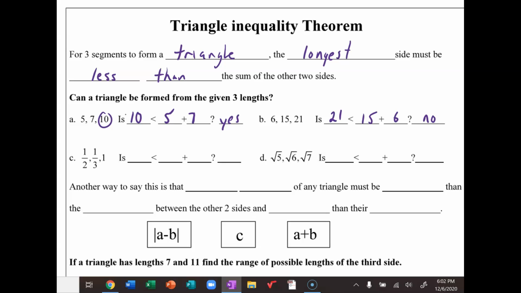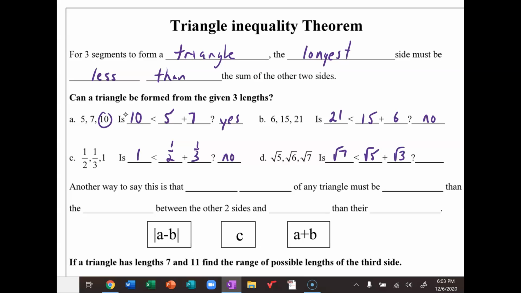All right? Here we'd say, well, 1 is the biggest, right? So is 1 less than 1/2 plus 1/3? I know you probably don't love fractions, but if you add a half and a third, you get less than a whole. So 1 is more than. So this is another no. For this one, you really can't tell by looking at them in this form. You really need a calculator. So I know that rad 7 is the biggest one, and I know that the other two are smaller. I just don't know what they add up to unless I get a calculator and see.